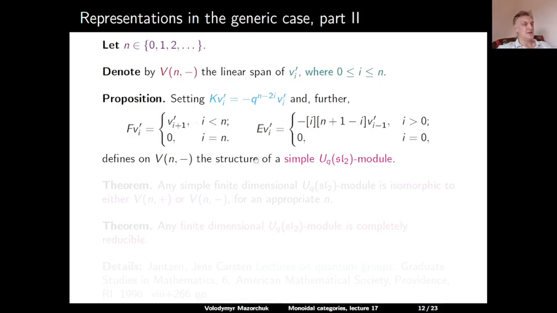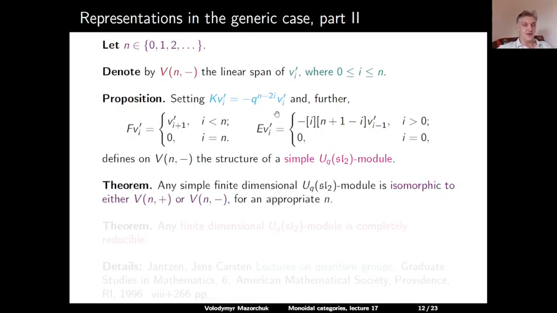So the claim is that these formulas also define on V_n minus the structure of a simple U_q(sl_2) module. And then these two classes of modules, which are defined on this and on the previous slide, in fact exhaust all simple finite dimensional U_q(sl_2) modules in our generic case. So, theorem: any simple finite dimensional U_q(sl_2) module is isomorphic to either V_n plus or V_n minus for an appropriate n.